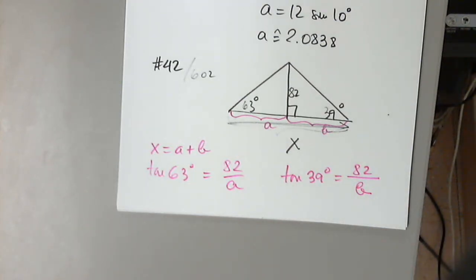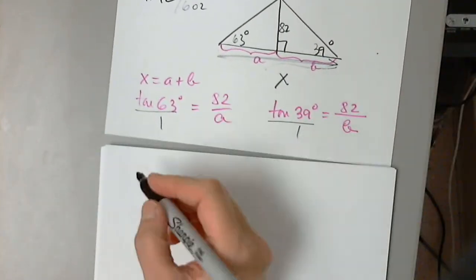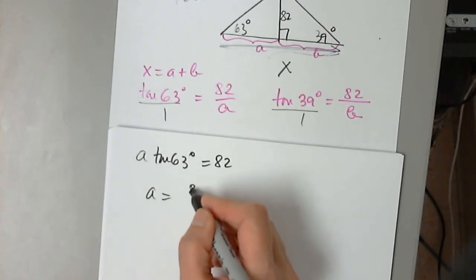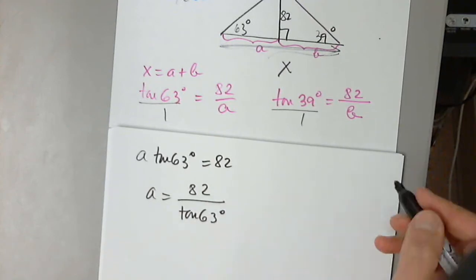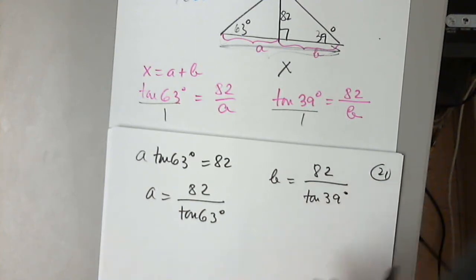So one more time, let's do this together. For 63, the opposite over the adjacent is tangent. The same thing with 39, opposite over the adjacent is tangent. This can be easily determined. All I have to do is swap these two or cross multiply. In a proportion, we can swap, and this is a proportion. Let's cross multiply so I don't confuse you. So A tangent 63 equals 82, or A equals 82 over tangent 63. The same thing with B equals 82 over tangent 39.